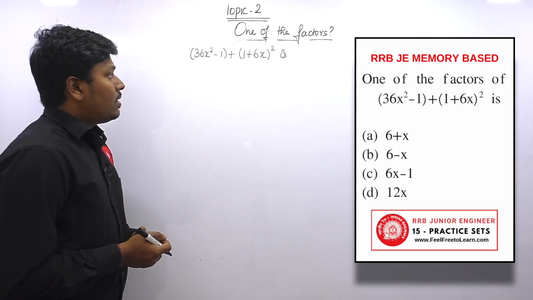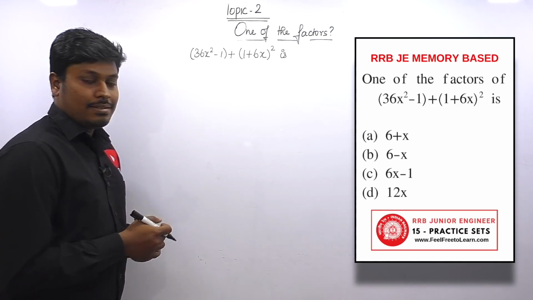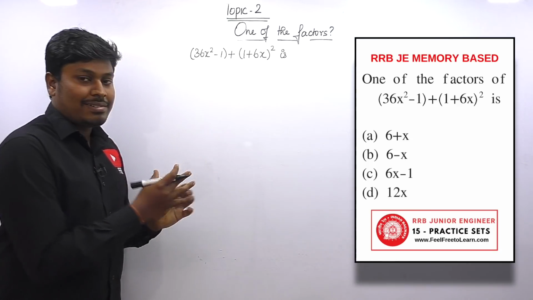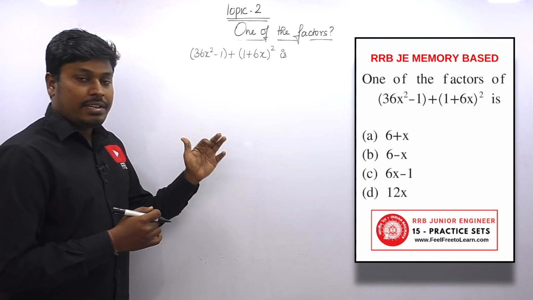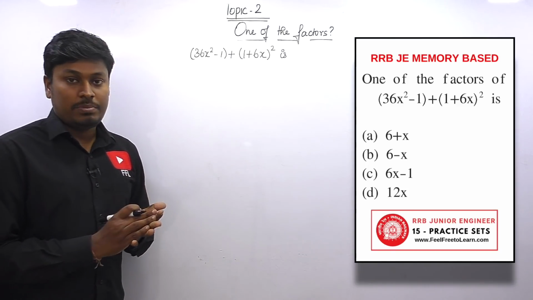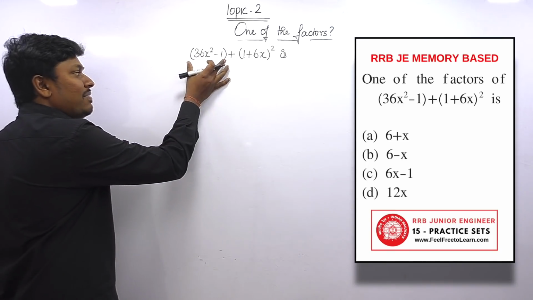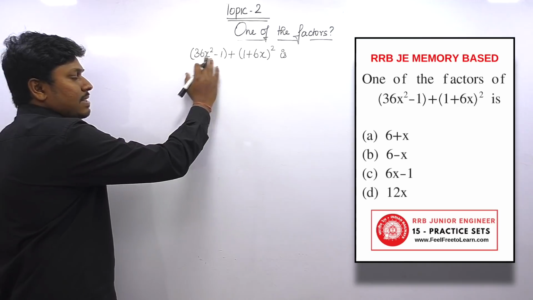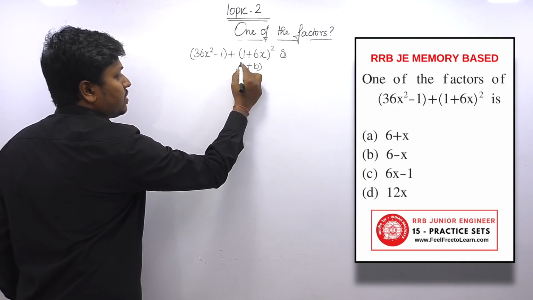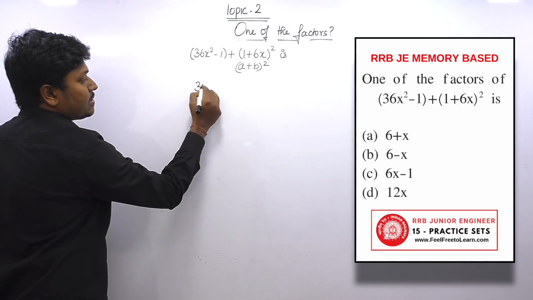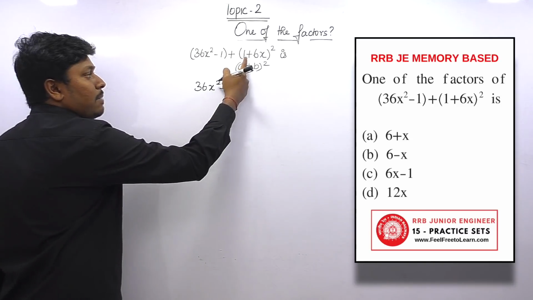Question number 4. 36x square minus 1 plus (1 plus 6x) the whole square is. So similarly we need to solve this expression and find one of the factors. In all the previous 3 questions we solved based on a cube minus b cube. But here the equation is really simple, because we can use this expression as it is, 36x square minus 1, and this term alone looks like (a plus b) the whole square. So we can write this expression as it is, 36x square minus 1, plus (a plus b) the whole square.